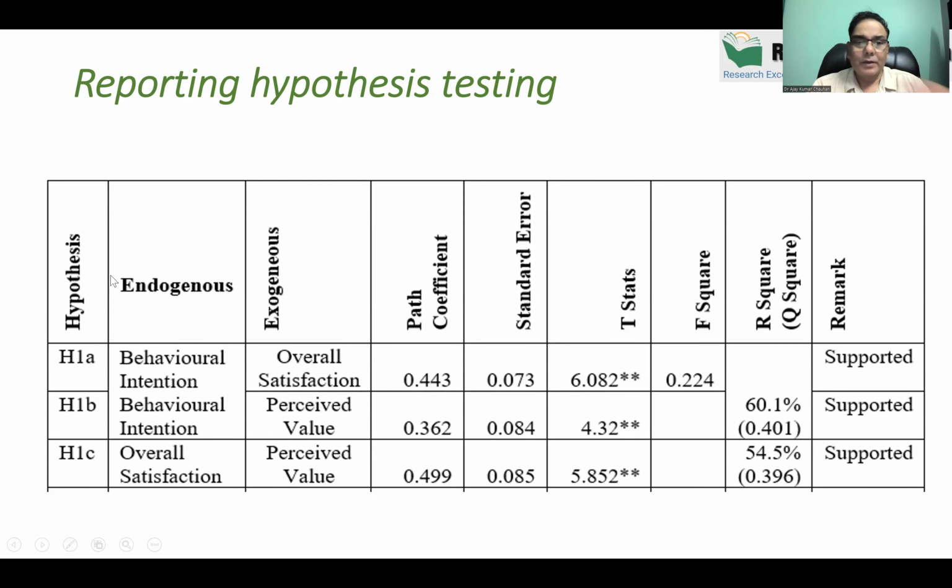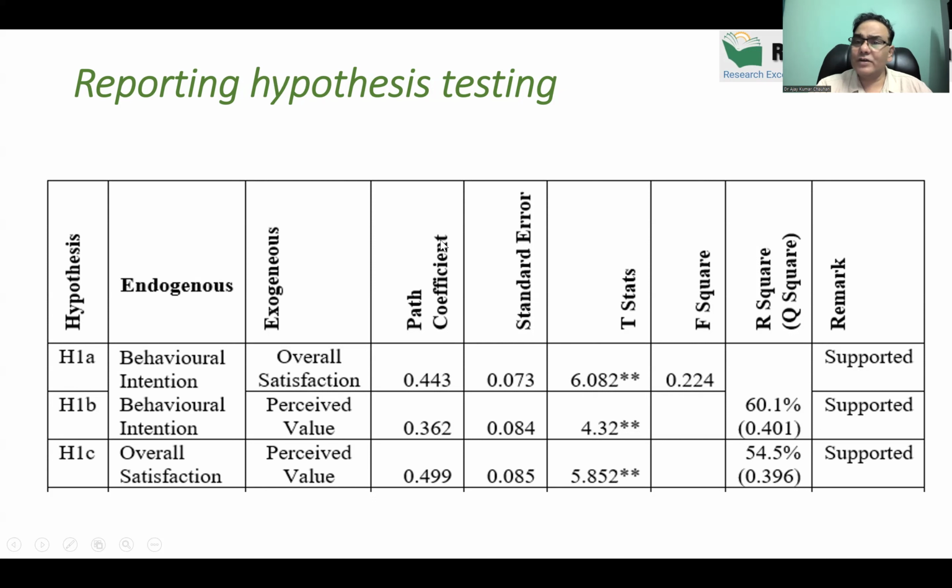So if you see, the first column has the hypothesis number H1A, 1B, 1C. And remember that null hypothesis is not allowed in SEM. वैसे तो null hypothesis कहीं पे भी allowed नहीं होती है, लेकिन especially in structural equation modeling, you never write a null hypothesis. So you have to write only the alternate hypothesis. This is the dependent construct, endogenous, matlab dependent construct, and then the independent construct.